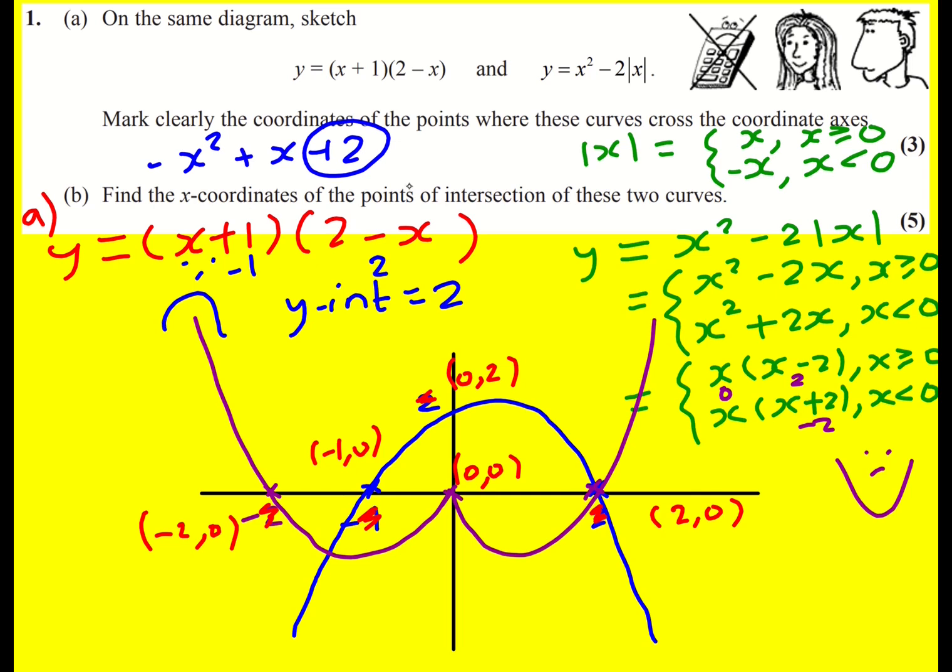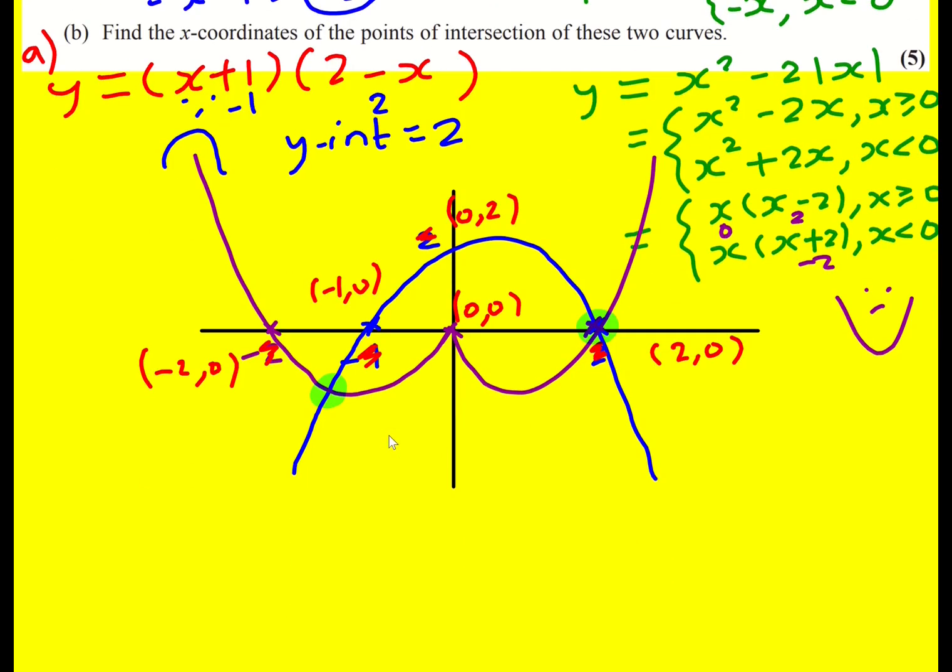Let's take a look at part B now. Find the x-coordinates of the points of intersection of these two curves. We can see we've got one here, and we've got one here. Because we've drawn our sketch accurately, we already have one, so we can say that x equals 2 is a solution by looking at this right-hand one.